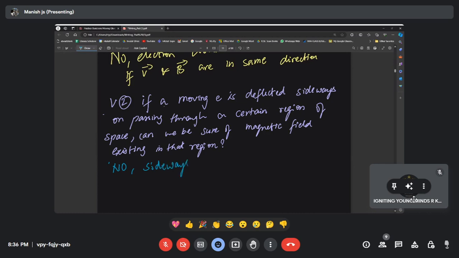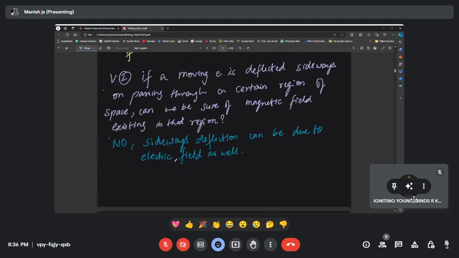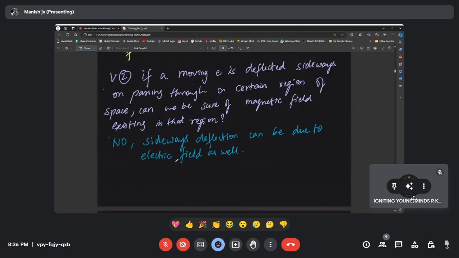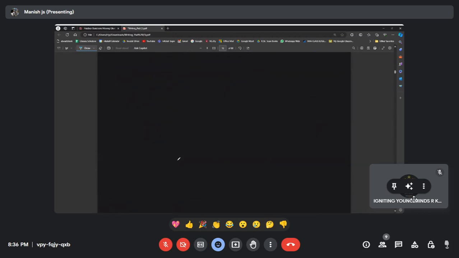So here it is no: sideways deflection can be due to an electric field as well. So that also you must keep in mind. This is the second visualization. What are the other possibilities of your visualization? These are the things which you will have to keep in mind whenever you try to approach any questions. So, third visualization.